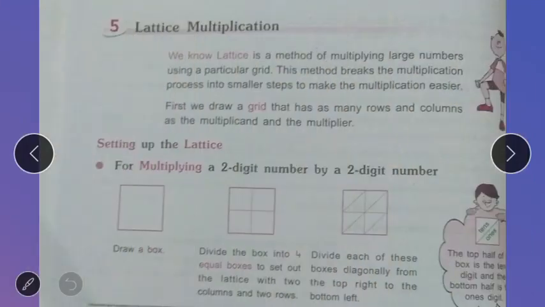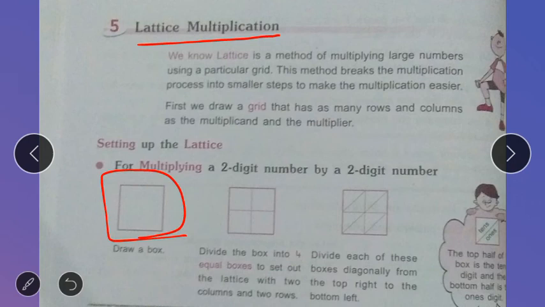Now we are going to learn lattice multiplication. What is lattice multiplication? We know lattice is a method of multiplying. By the word only you know that it is a method of multiplication. What do you have to multiply? Large numbers using a particular grid. Here we multiply big numbers by using the grid. This is the grid. This box we have made, that is the grid.